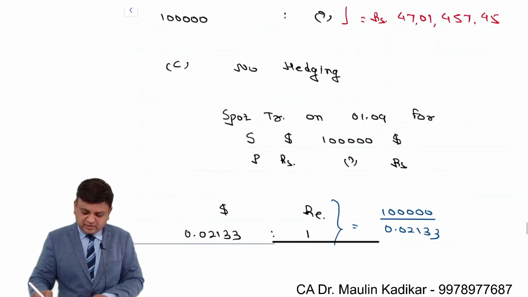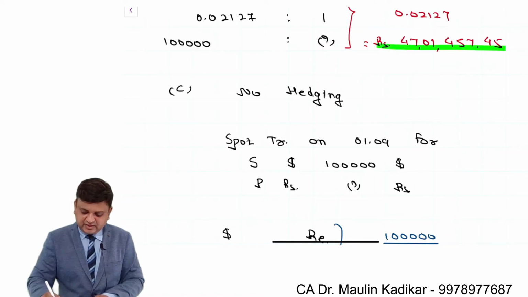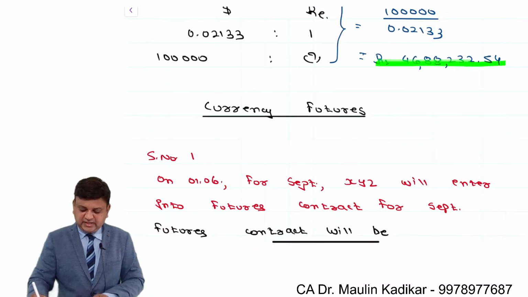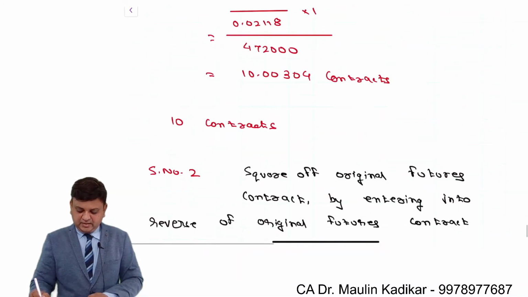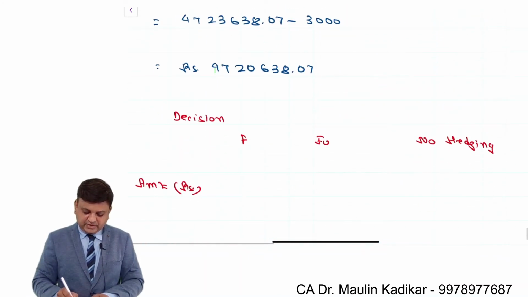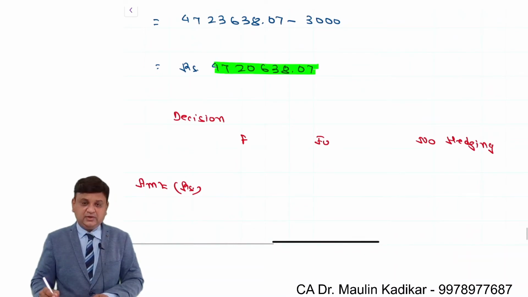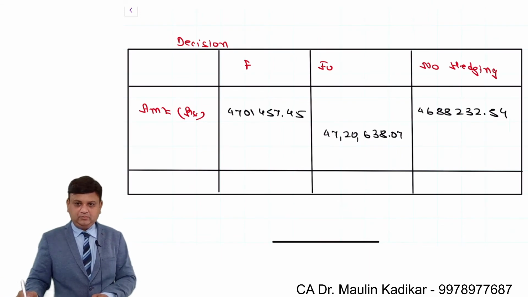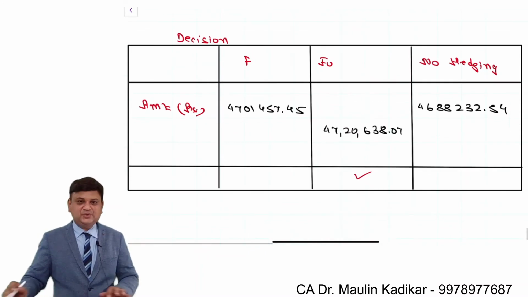So friends, in case of forward contract, it is 47,01,457.45. In case of no hedging, 46,88,232.54. And in case of the futures contract, it is 47,20,638.07. And from these three, we are going to select an alternative which is going to give the highest amount. So over here we understand, we are going to select the futures contract. That is what we understand.